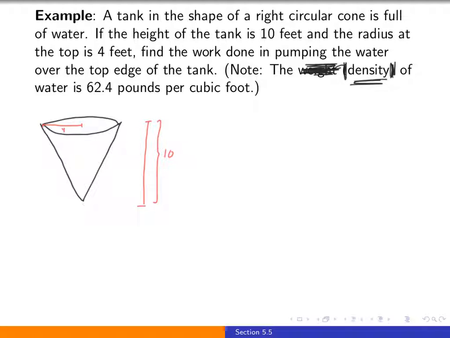So in this problem, we're given a right circular cone as our tank. The tank is 10 feet. The radius at the top is 4. Find the work done in pumping the water over the top edge of the tank. So we're thinking that this tank is completely full, and we'd like to know how much work is required to pump the water out of it.